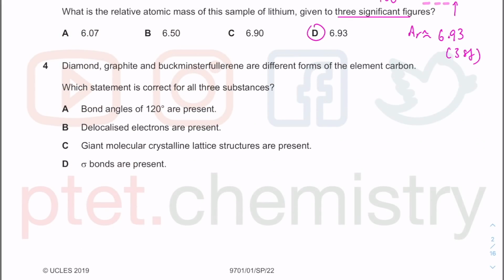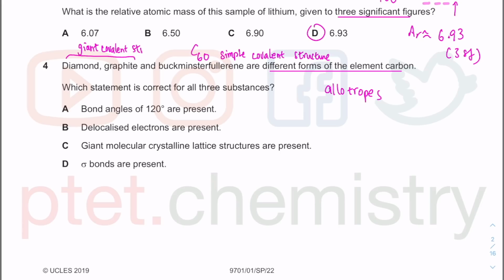Question number 4, different forms of the same element. Different forms of the same element, they are called allotropes. So there's the Buckminster fullerene, which is a C60 simple covalent molecule, as stated in the syllabus. So simple covalent structure there. Whereas diamond and graphite, your case study from previous 14 to 16 years old chemistry, these are giant covalent structure or giant molecular structure, of which you need to know how to sketch them, obviously.